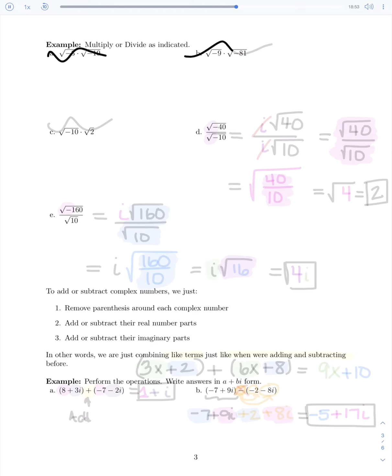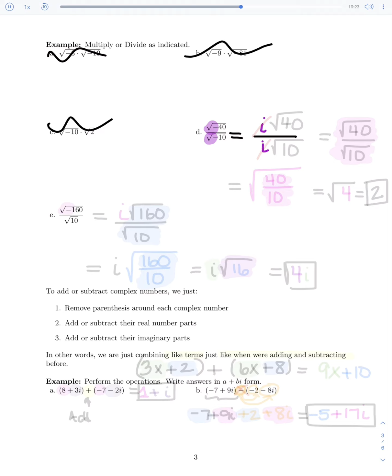Completed problems A, B, and C. So let's take a look at problem D. In problem D, we have the square root of negative 40 over the square root of negative 10. So the first thing that we would like to tackle is those negatives inside of the square root. Both negatives inside of the square root will come out as i's before we do anything else.